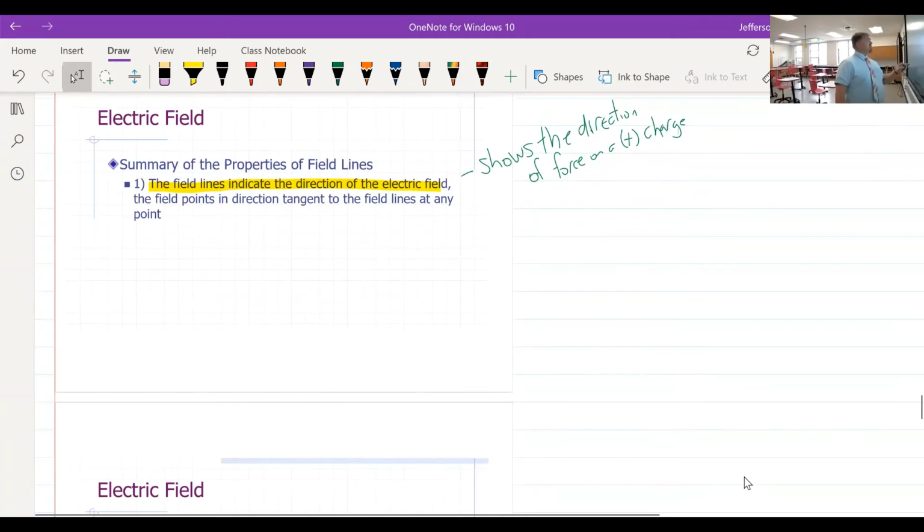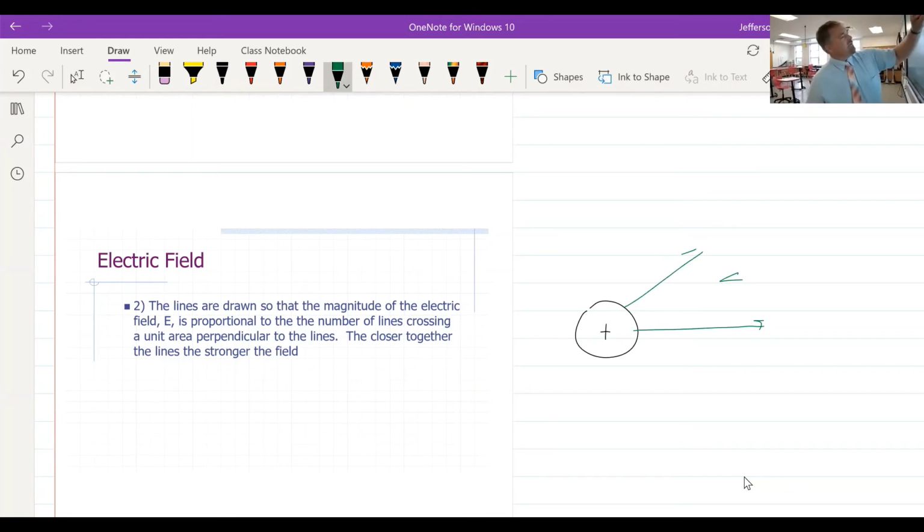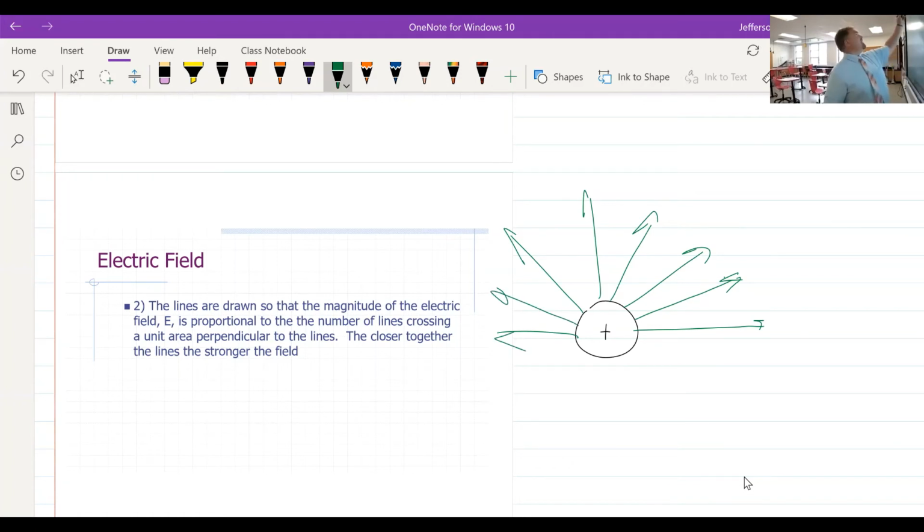The second thing is that the lines are drawn such that the magnitude of the electric field is proportional to the number of lines. This is the exact same thing as with our gravitational field. If this is our positive charge, our electric field lines spread out like this. They show the direction positive charges will move. And what we can say is that the closer together the lines, the stronger the field.